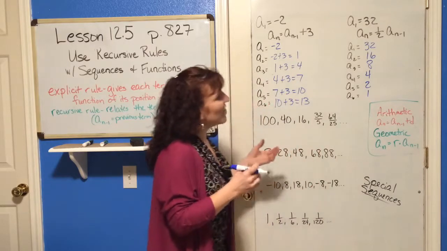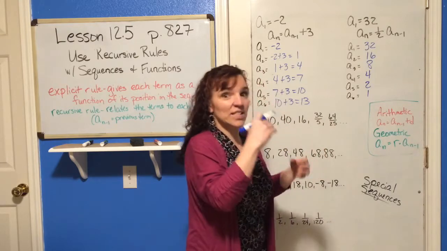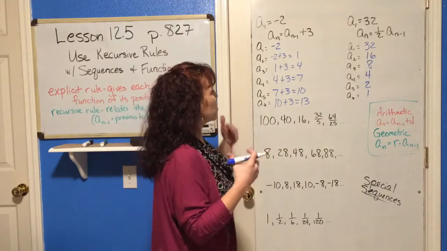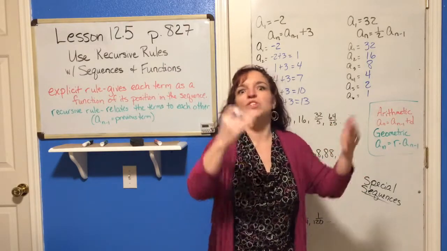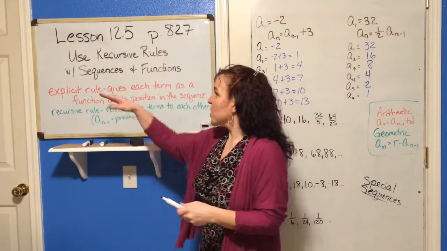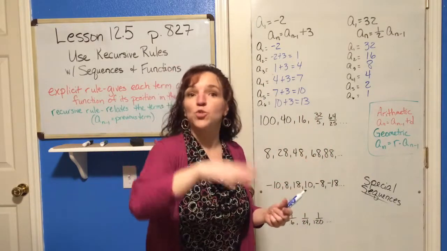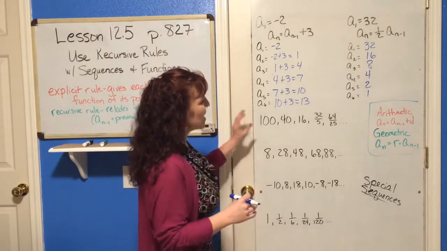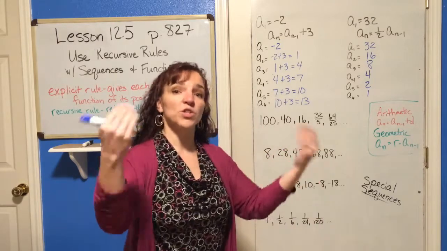Now, this way is cool in that it's quick and easy to recognize the rule. It's difficult in that you can't just say, well, what's the fifth term? You've got to actually figure out each term in order to get to the fifth term. Whereas with the explicit rule, you could say, well, what's the 20th term? And you could just plug 20 in for n. All right? So now I'm going to give you the sequence, and I want you to determine what the rule is.